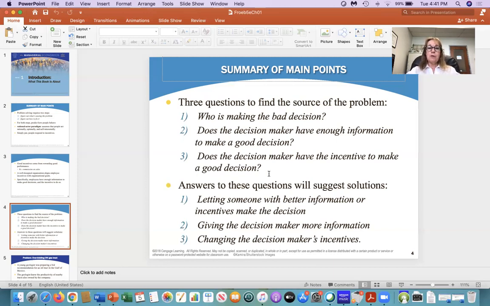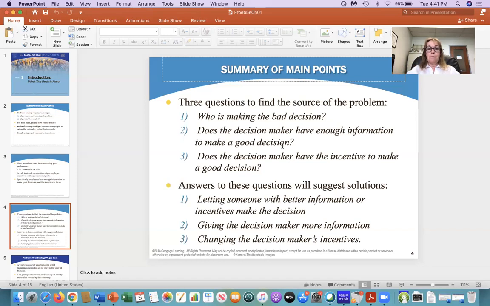The first one is, who is making the bad decision? The second one is, does the decision maker have enough information to make a good decision? And then the third one is, does the decision maker have the incentive to make a good decision? And so the answers to these questions will suggest solutions.